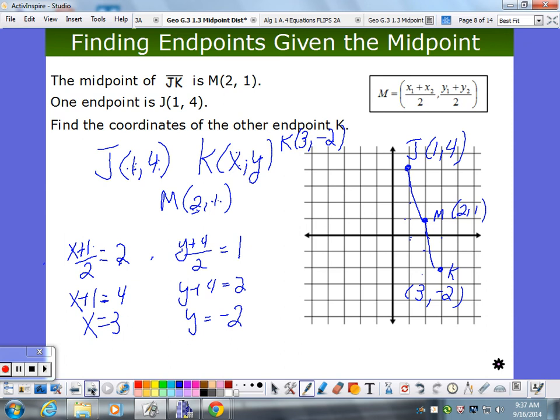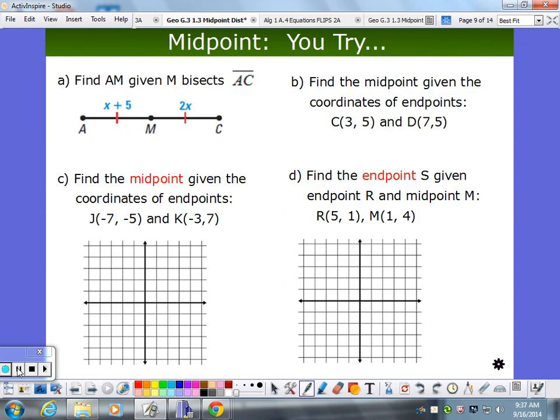Ish. But we'll find out. I want you to try finding the midpoints on easy tries.